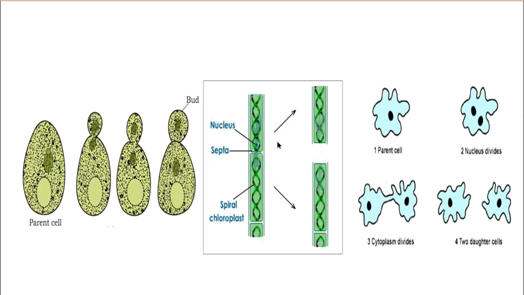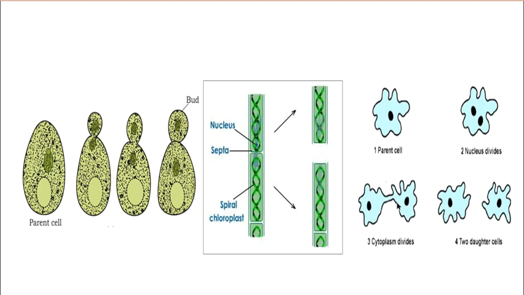Second is fragmentation. This is the plant body. This is the septa from where it is going to be broken into two pieces. Finally it gets broken into pieces, this is the first one and this is the second one, and with the help of septa it is broken. This will develop into a new plant and this will develop into another plant. So like this, with the help of fragmentation, vegetative reproduction takes place.